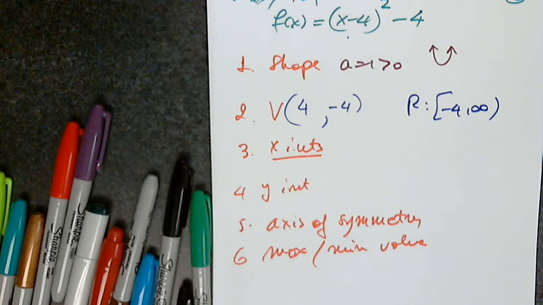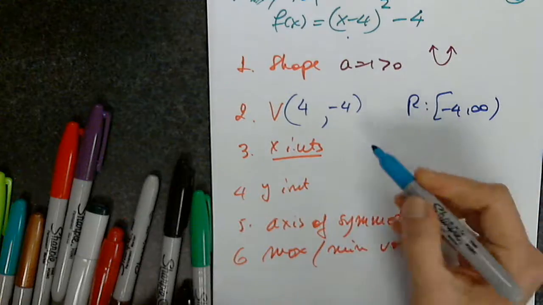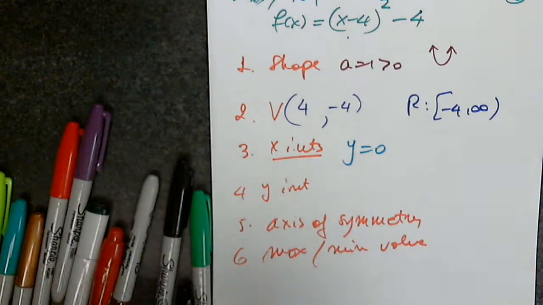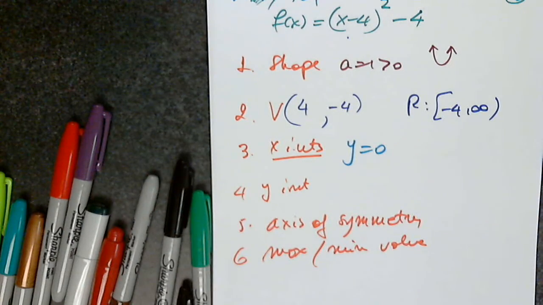So the x-intercepts indeed exist. So we have to find them. How do we find the x-intercepts? Exactly. I said y equals 0. That's where we are right now. We are setting y equal to 0, and we are solving the equation for x.